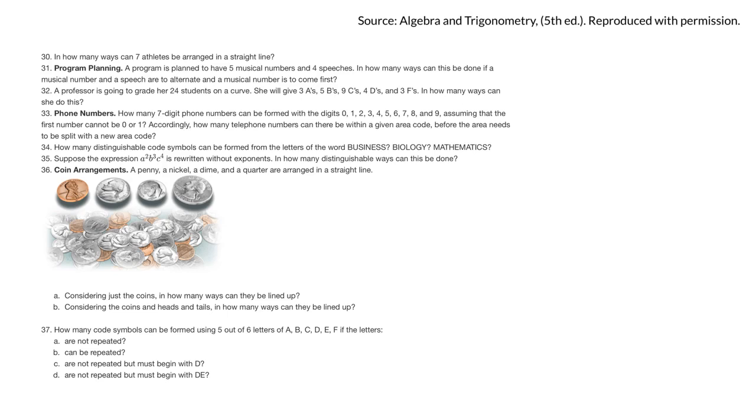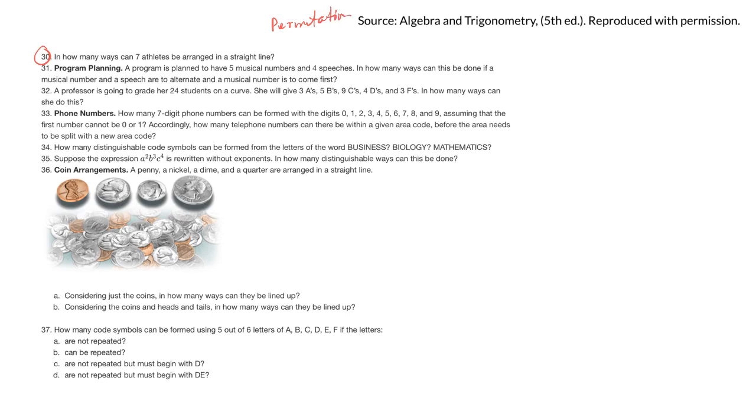All right, here are some questions that deal with permutations and combinations. The first question, number 30, says, in how many ways can 7 athletes be arranged in a line? My question first is, does order matter? It sounds like they're arranging them in a line, so order would matter. So this is a permutation. I just want to always check that first.